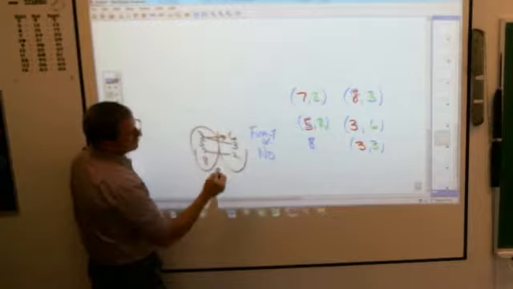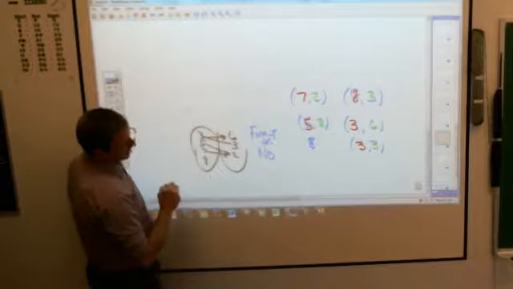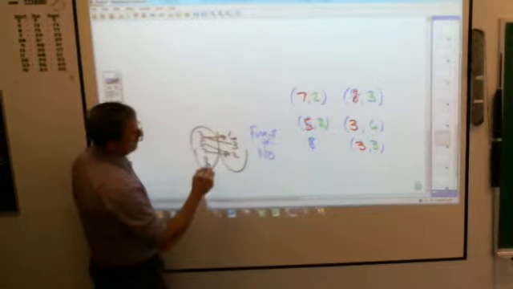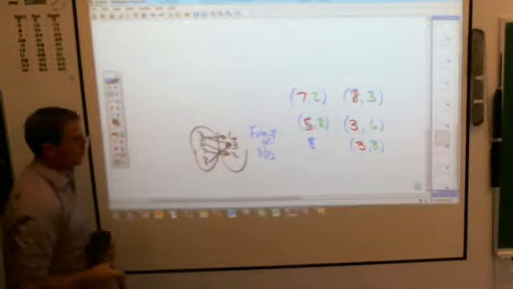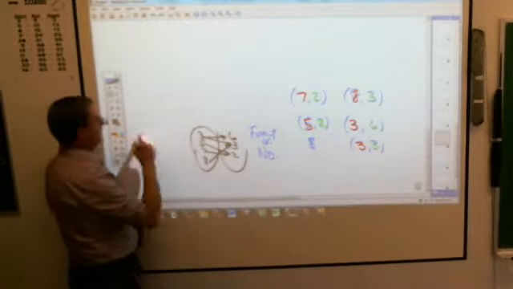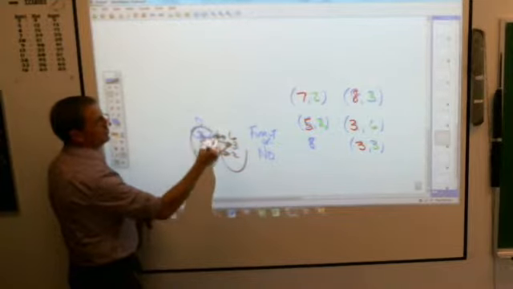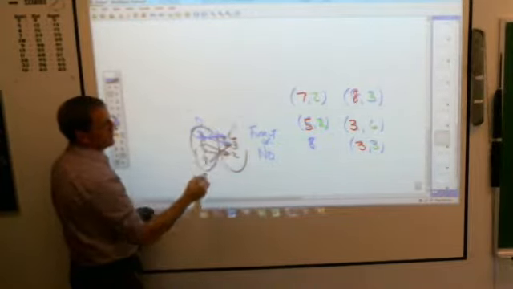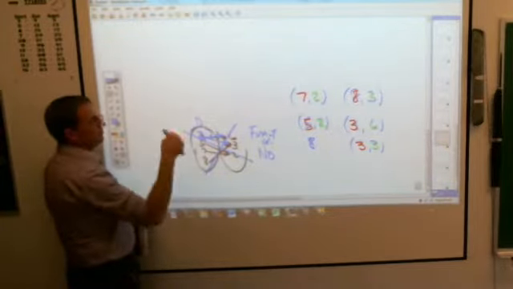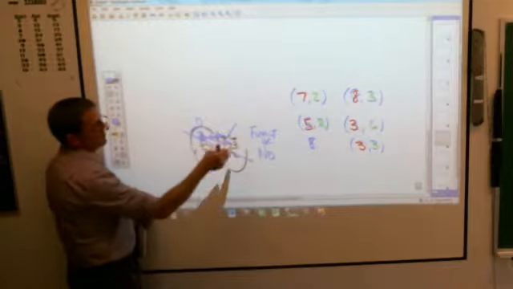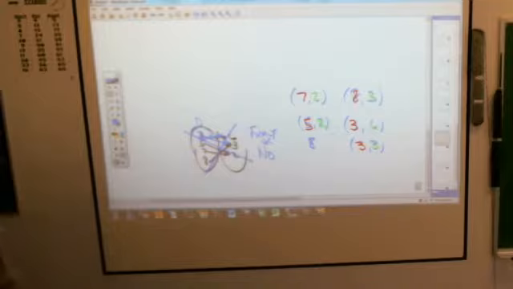7 goes to a 2. 5 goes to a 2. And 8 goes to a 3. Which one can't you have? You can't have this because you have the same domain number going to 2 different ranges. This is not a function. I can have 2 different domains going to the same range, but it can't work the other way around.